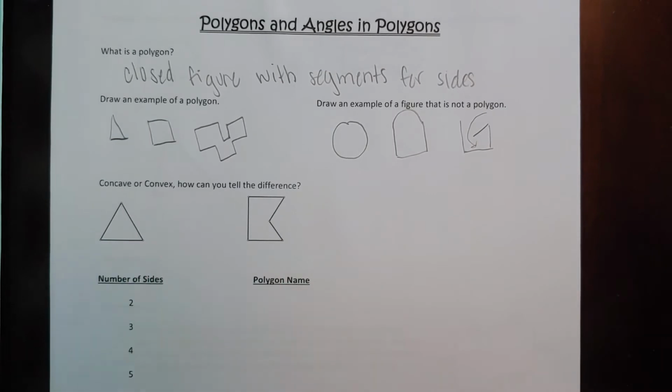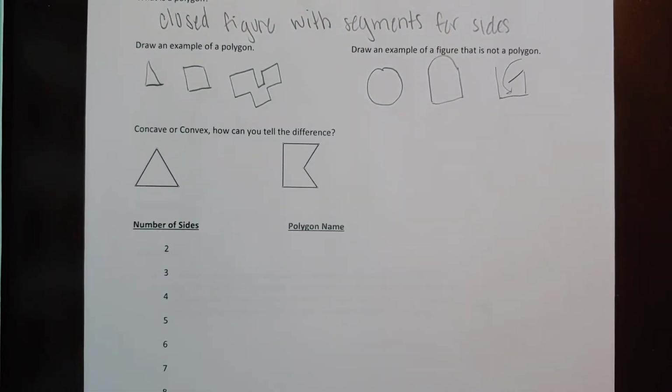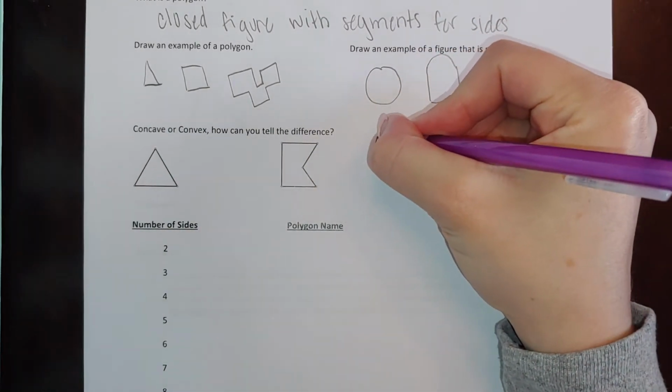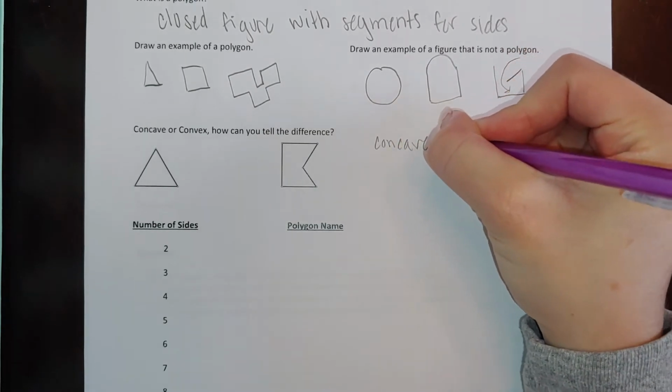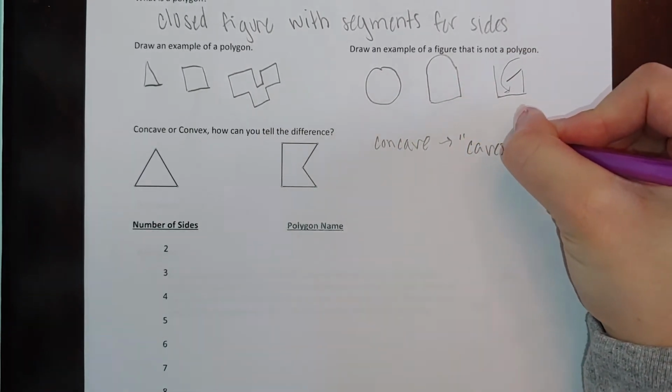Concave and convex, how can you tell the difference? Concave, I think, is easier. When I'm trying to decide, I look at a figure and ask, is that concave? If yes, great. If no, then it's convex. So it's one or the other. Concave, I always remember as it caves in.